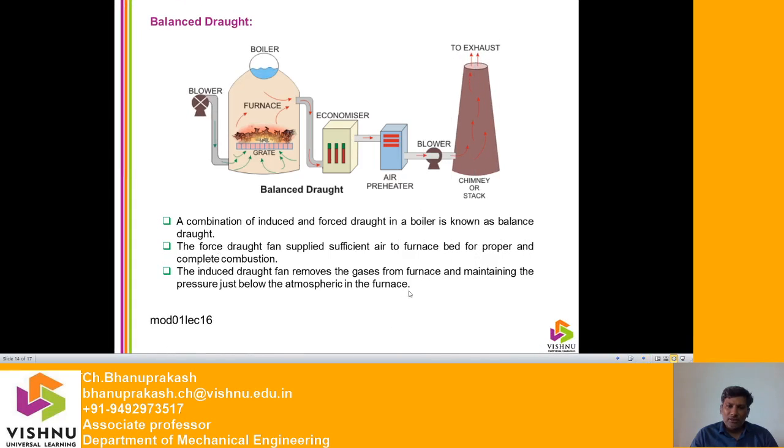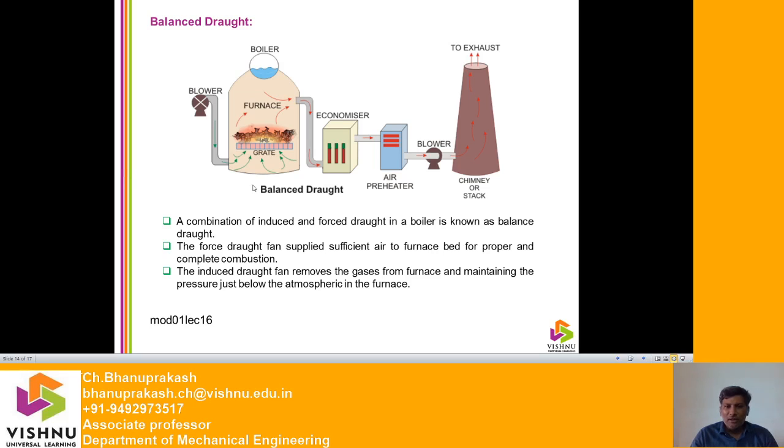Next one is the balanced draught. Observe the diagram. In the balanced draught, there are two blowers, one blower here and another blower here. In the forced draught fan, we already know this type of blower, and similarly in the induced draught. Here in the balanced draught, we incorporate two blowers: one nearer to the chimney, and one at the starting of the furnace, before the air goes to the furnace.